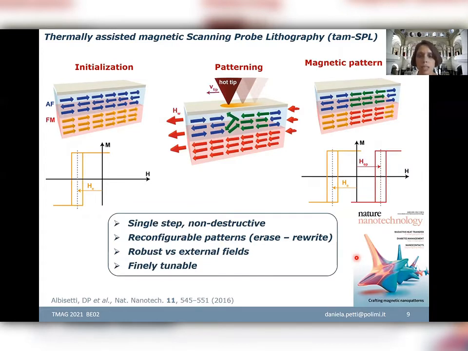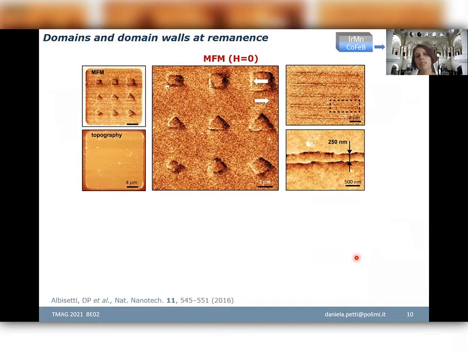It doesn't require a clean room environment. And as you will see, it is reconfigurable because exchange bias is reconfigurable, it is robust against external perturbation, and I will also show you that it is finely tunable. These are the first results. Here there are domain patterns with different shapes, with the exchange bias set anti-parallel to the one of the previous field. This is a magnetic force microscope image, so we are sensitive to the magnetism.